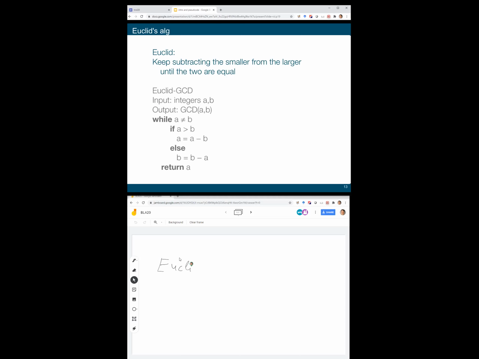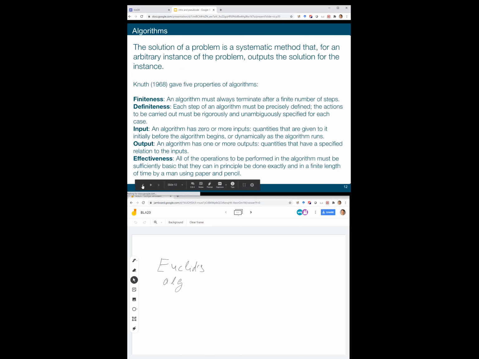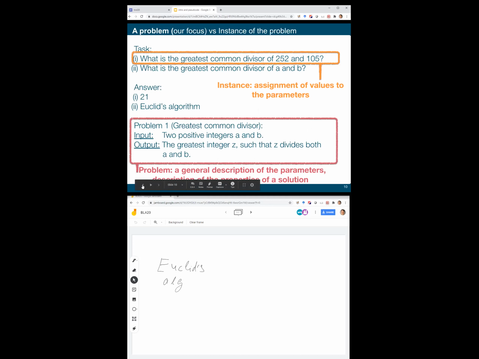So we are working on Euclid's algorithm. Again, taking some numbers. What was the example? 252 and 105, I guess, over here. Yes. So 252 and 105. Let's find the greatest common divisor of these two numbers.